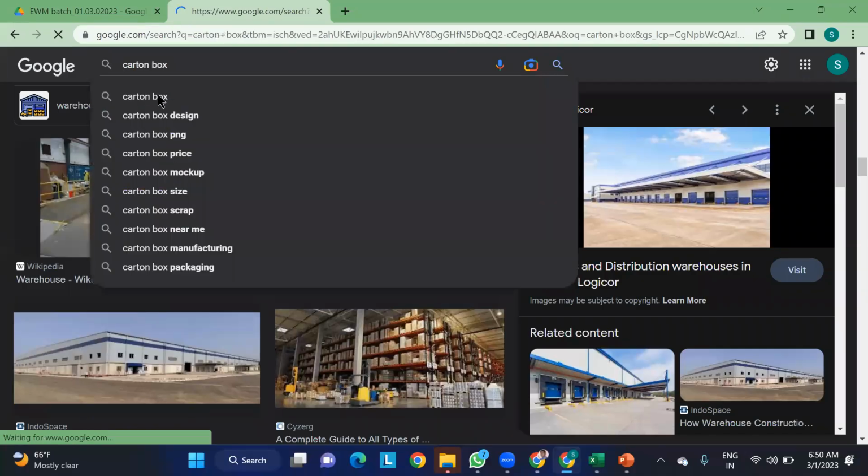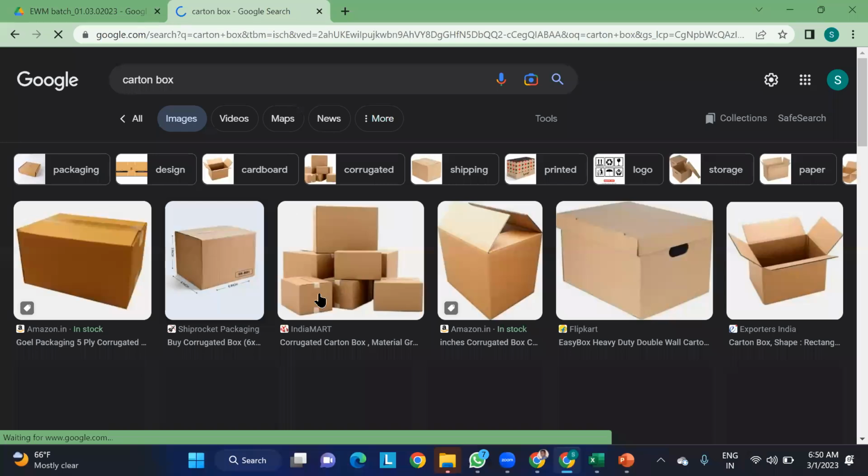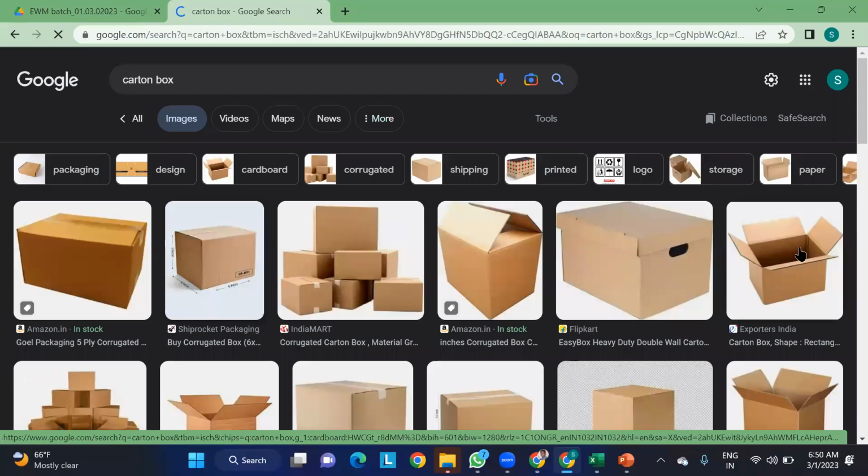See, this is the carton box. If I'm bringing the product, I am keeping 4 different products within this carton box. And what is the palette here? You might have seen the palette. See, this is the palette.